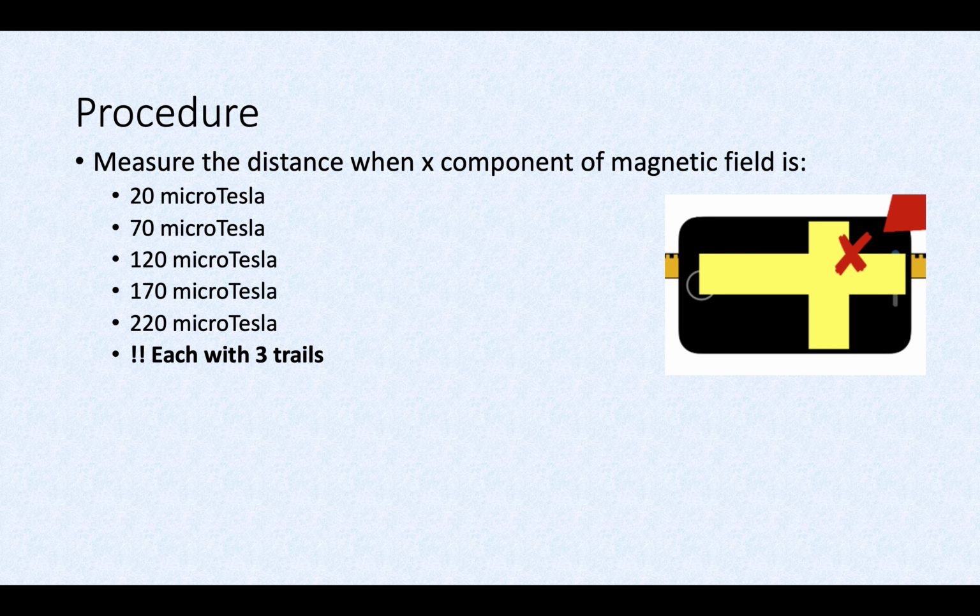Then we measured the distance and the X component of the magnetic field at different magnitudes. So we had 20 microtesla, 70, 120, and so on, all of them with 3 trials.